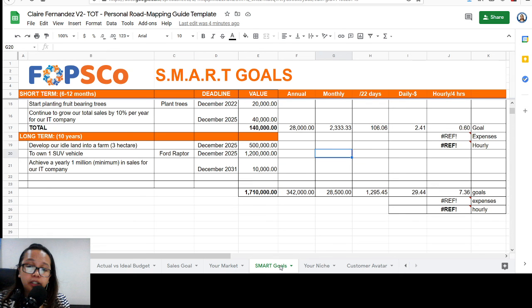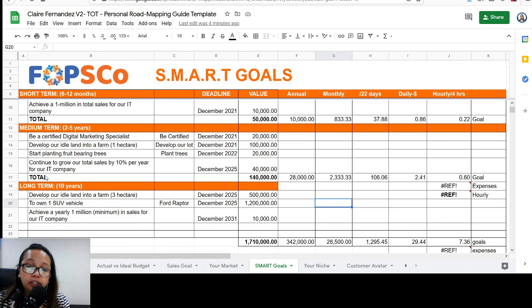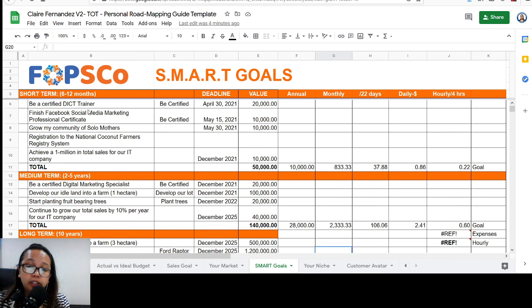So what are the sample SMART goals? I have here the short-term goals, 6 to 12 months, the medium-term goals, 2 to 5 years, and the long-term goals, 10 years. For my short-term goals, I'm praying and hoping to be a certified DICT trainer. My goal there is to be certified. The deadline is the end of April. The value of this training is around 20,000 pesos for me.